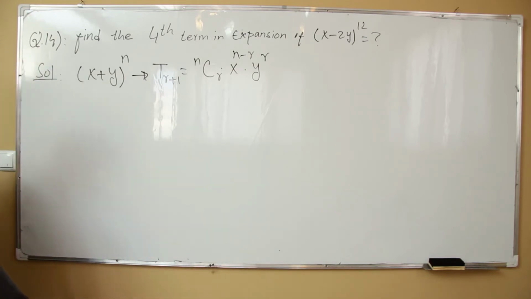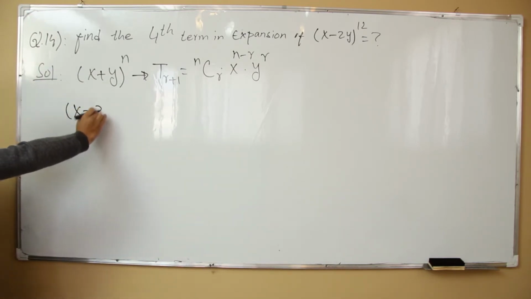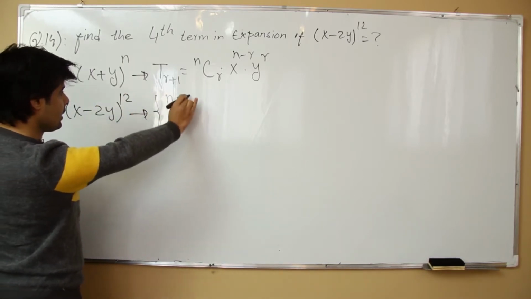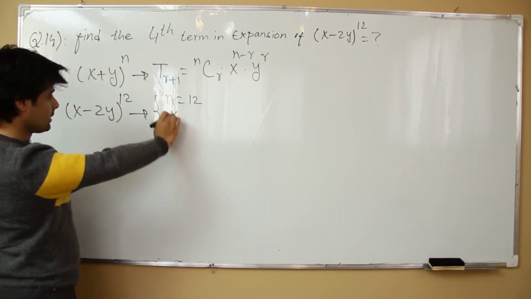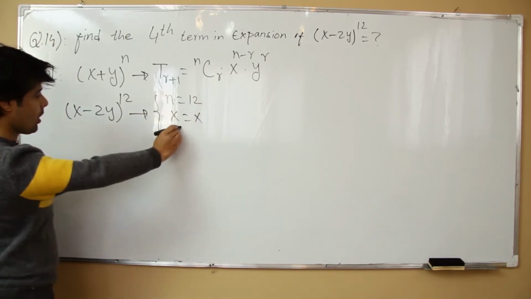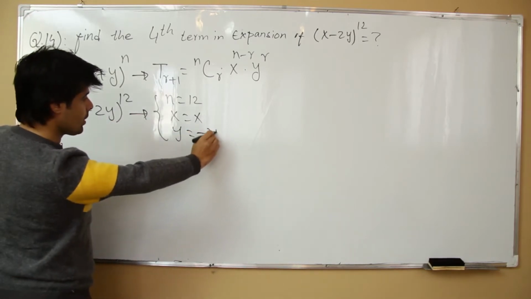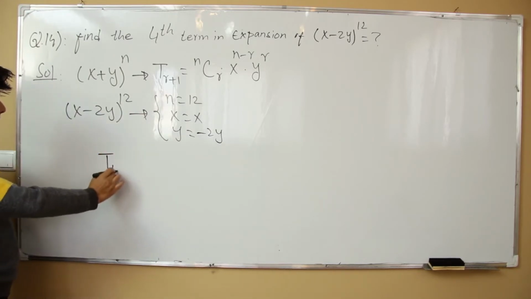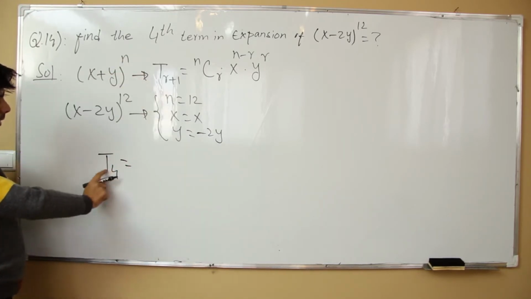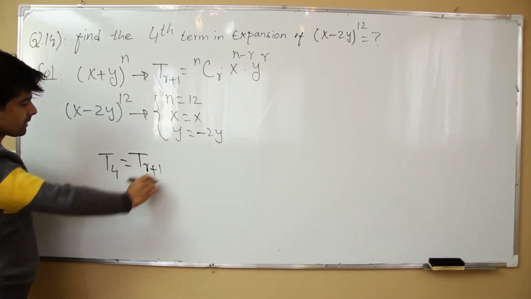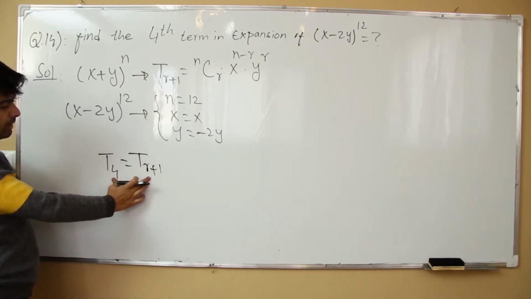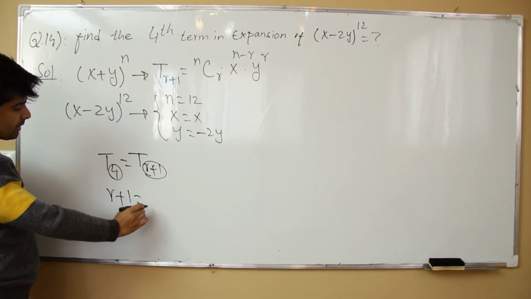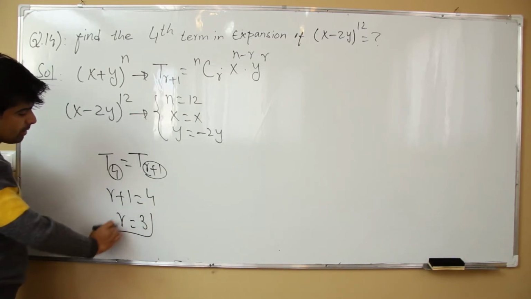Now what your binomial is, it's (x − 2y) whole raised to the power 12. In here what do you have? n is 12 first, x is x, y is minus 2y. We don't have r. In order to find r, what is the question? T4, the fourth term. Now what is T4? T4 is T(r+1). From this one you can find r. I mean this index with this index should be equal. r plus 1 is 4, r is what? 3. Am I right? Yes.